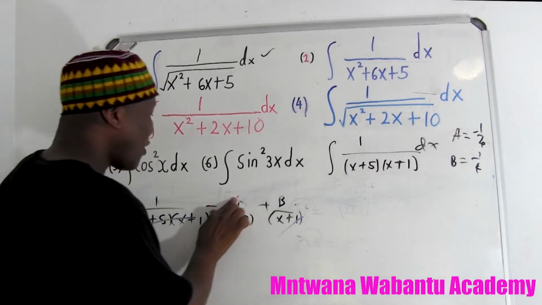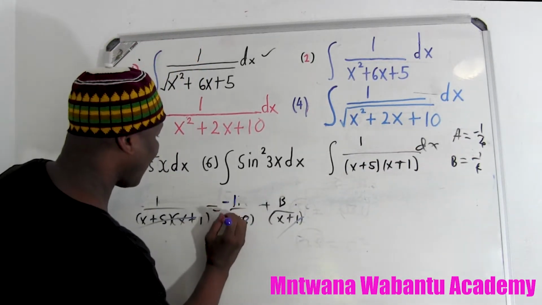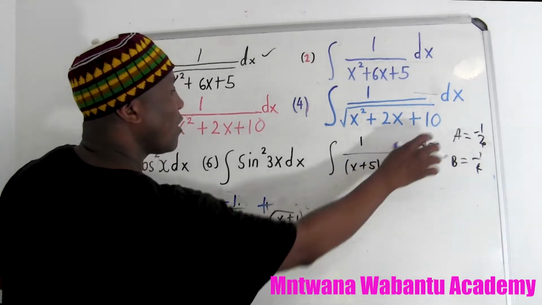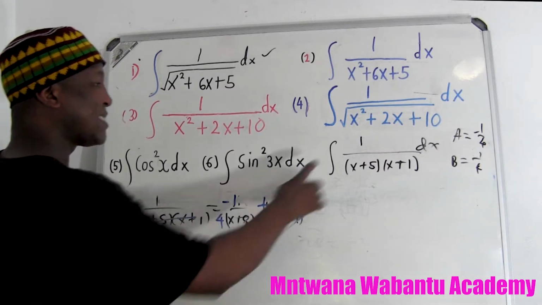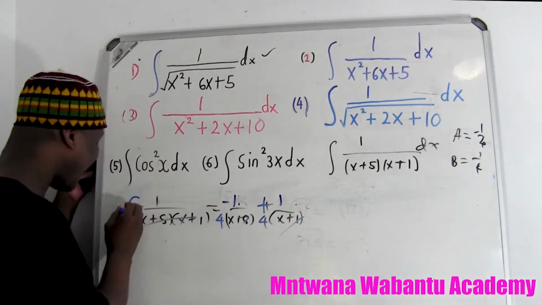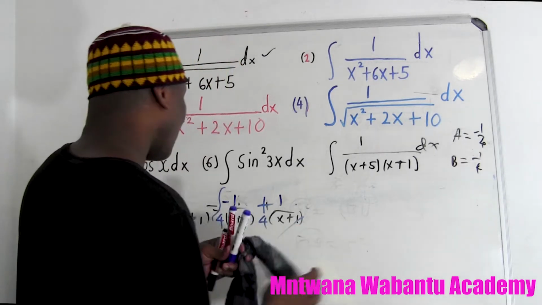So what is my a? Negative 1 over 4. So this will be negative 1 over 4. And b is going to be what? 1 over 4. So now, remember there's an integral of this. It means if I integrate this, it's the same as integrating. Okay, let me do this.